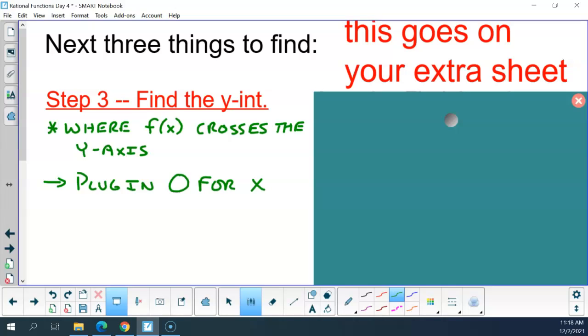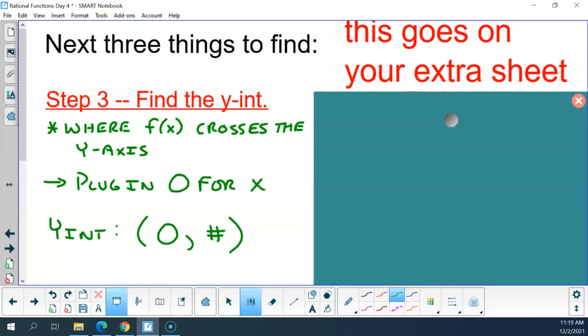The form of our y-intercept will always be 0, comma, some number. Always. And it's got to be in point form. Just like the asymptotes have to be in line form, this has got to be in point form. So if it has a y-intercept of 2, we're going to write that as 0, comma 2.